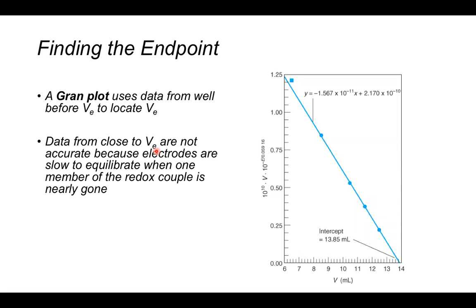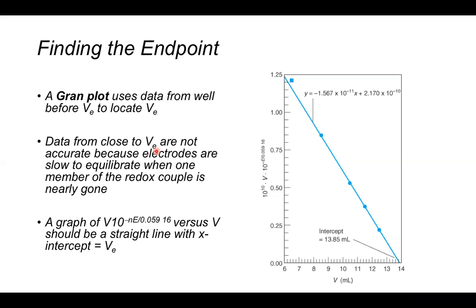So if the concentration is low, then there's not going to be as many ions around to interact with, to oxidize, or to reduce, depending on what kind of redox titration we're doing. And so that slows down the process, and it takes a long time to equilibrate. So it's easier to do it whenever there's still an abundance of both the analyte and the titrant.